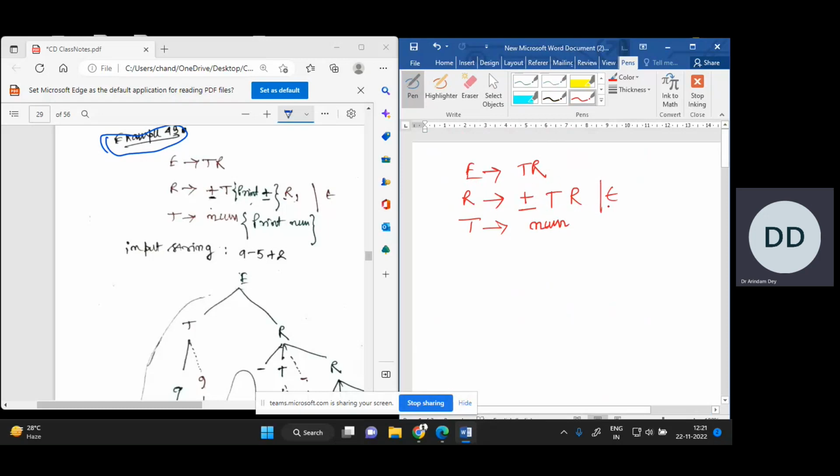E2 tier, R2 plus tier, epsilon, and T2 num. These are the three simple production rules given. But as per the translation scheme, if it is a syntax-directed definition, then on the right side I have to mention the semantic rule. As it is a translation scheme, I need to embed the semantic rule inside the production.